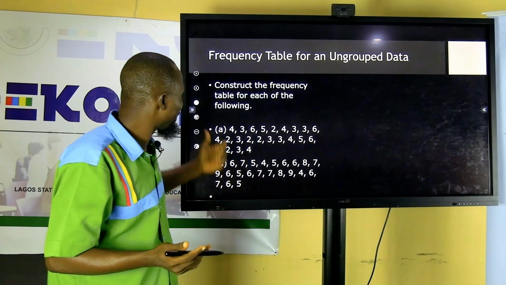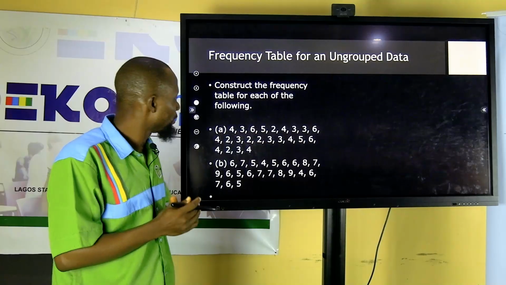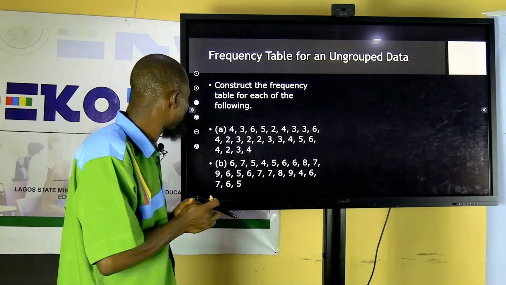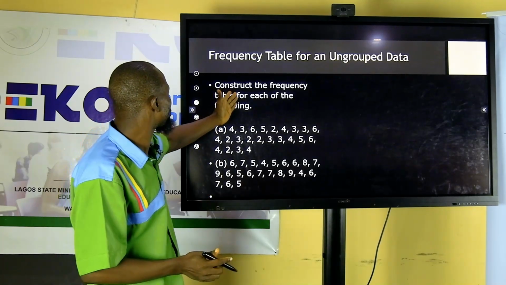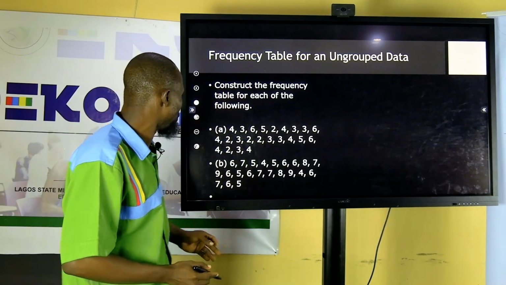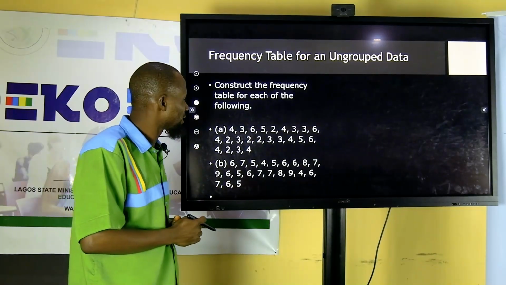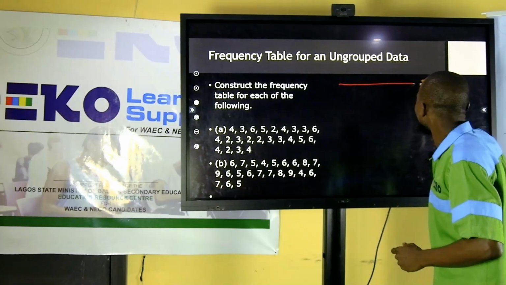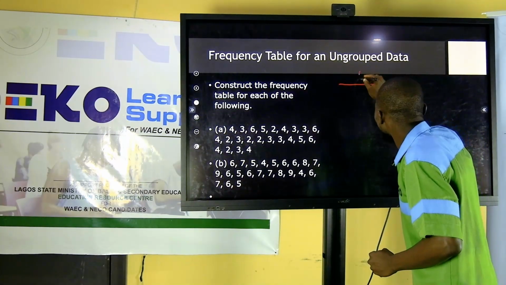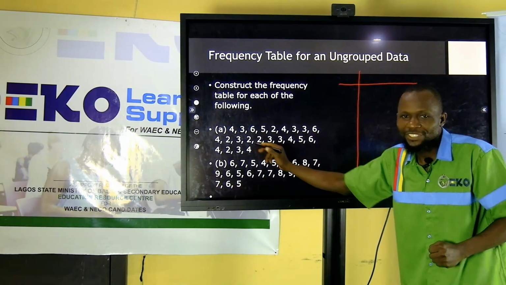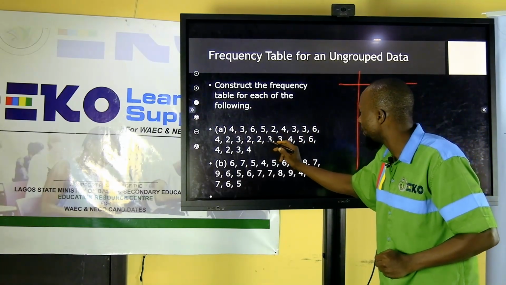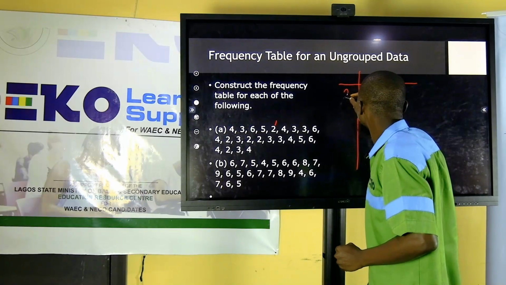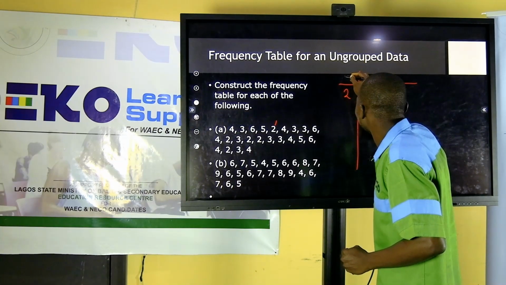So this is now raw data. Can we use that raw data to produce the kind of example we have seen in the last slide? We have this: construct the frequency table for each of the following. How do I do that? To do that, I need to draw my table. Let's look at the numbers that we can see there. What are the numbers? The lowest is 2. So write 2.